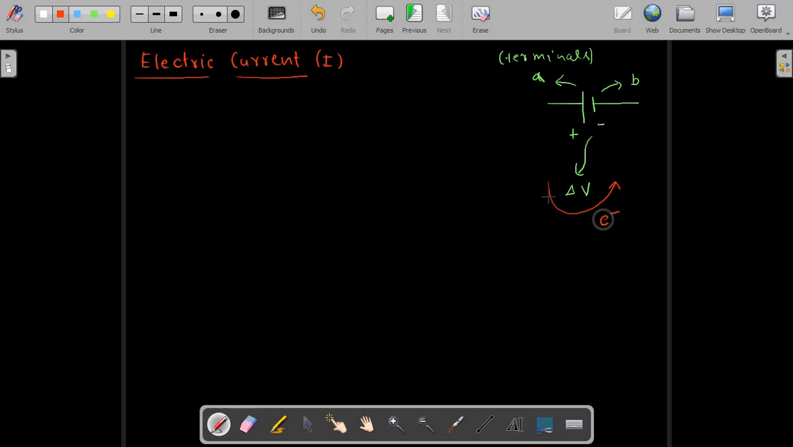Since the electron is flowing from positive to negative, the flow of current will be opposite to the flow of electrons. What is required for the flow of electrons? A potential difference. Delta V is called the potential difference.